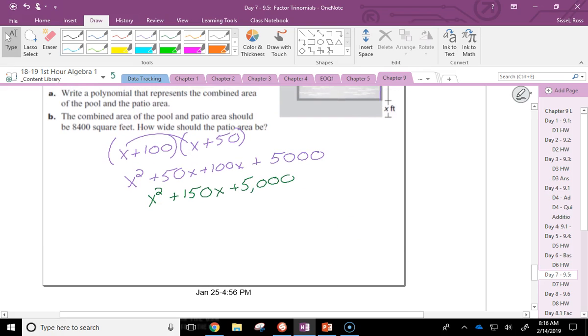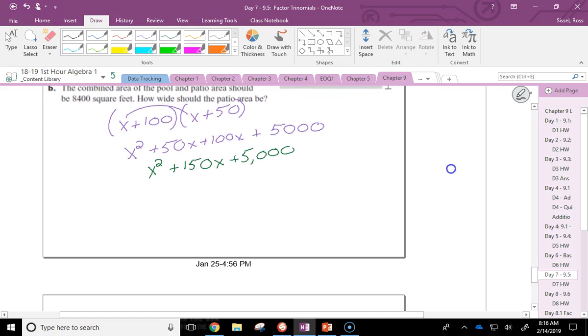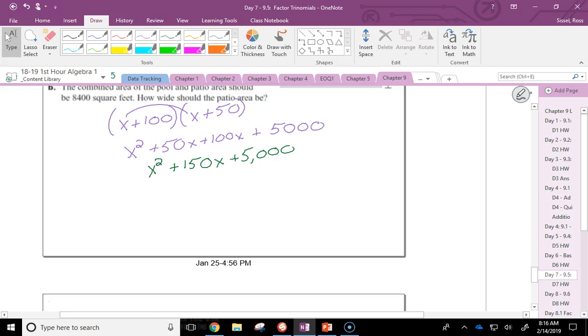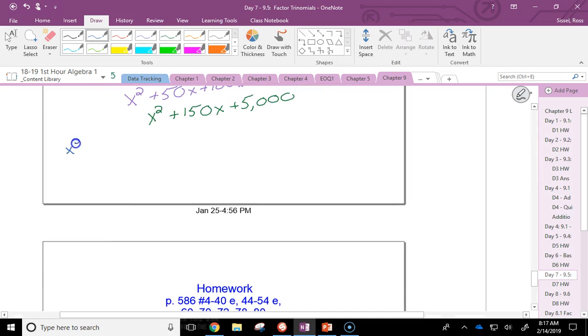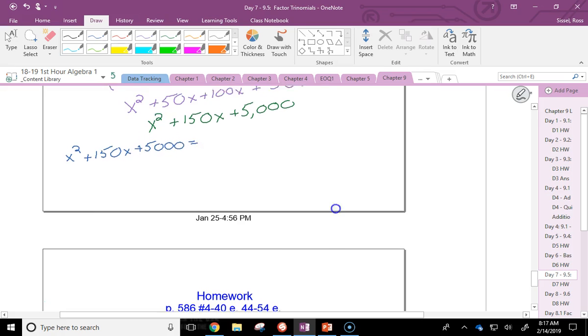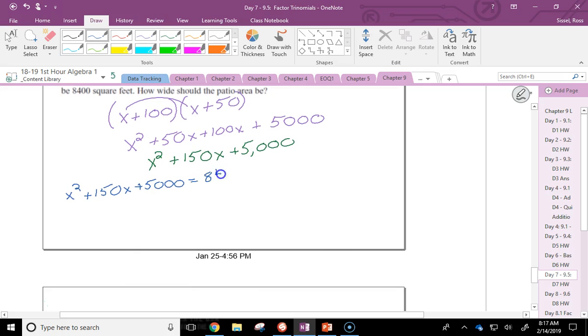So, here's A. We've now represented it with our polynomial: x squared plus 150x plus 5,000. On B, the combined area of the pool should be 8,400 square feet. How wide? Oh, man. Okay, so now I have to take this equation, x squared plus 150x plus 5,000 equals 8,400.